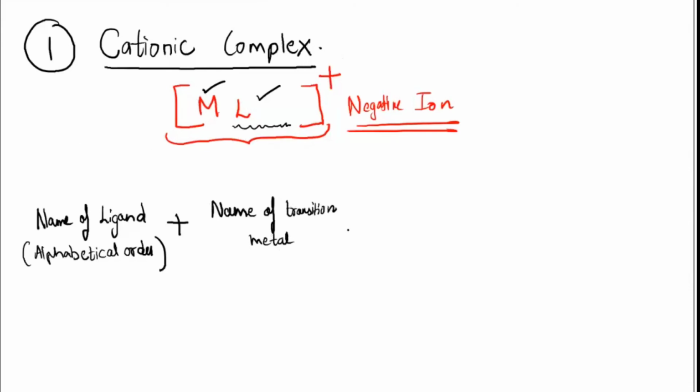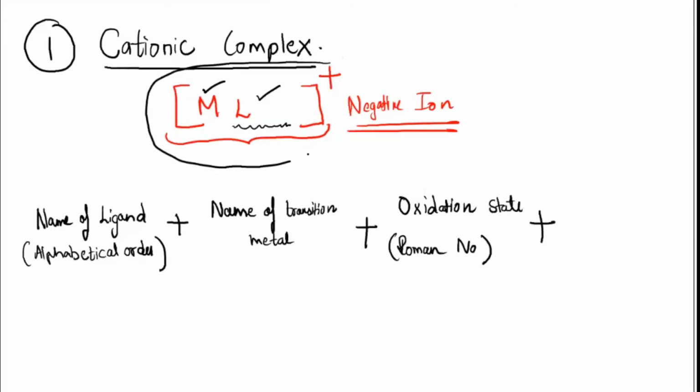Second thing is that after doing all that, your next thing is to find the oxidation state. You will write the oxidation state of that particular metal. Now how should that oxidation state be written? It should be written in Roman numerals, immediately after the name of the transition metal. Then you will be completing this whole part. The coordination entity part will get over.